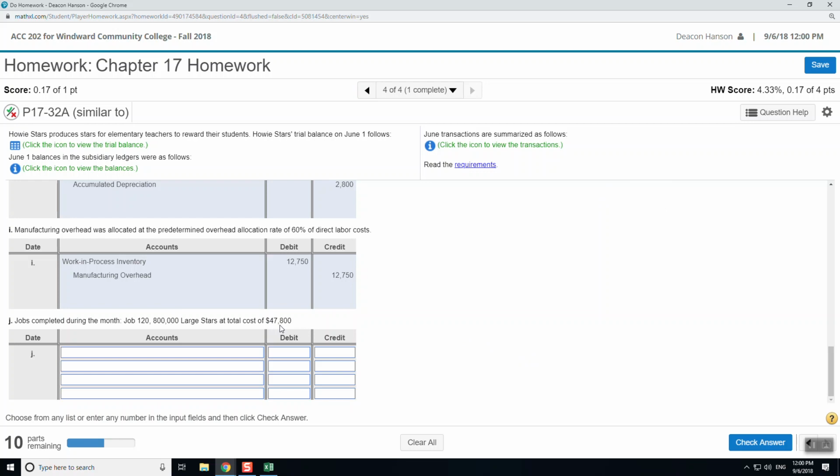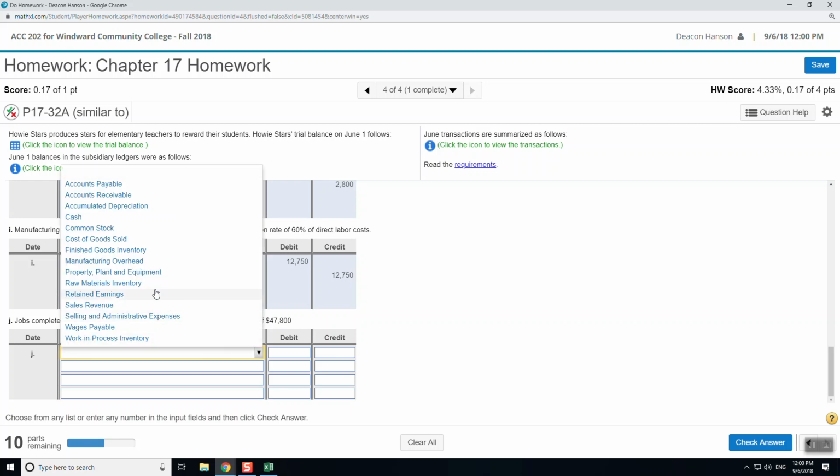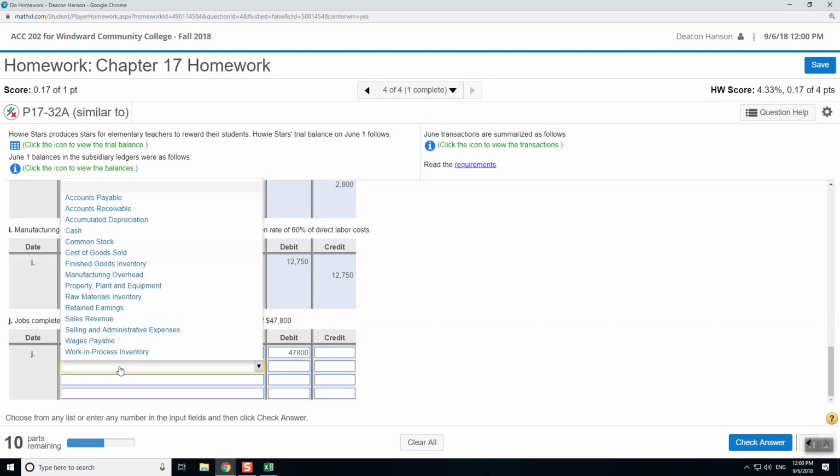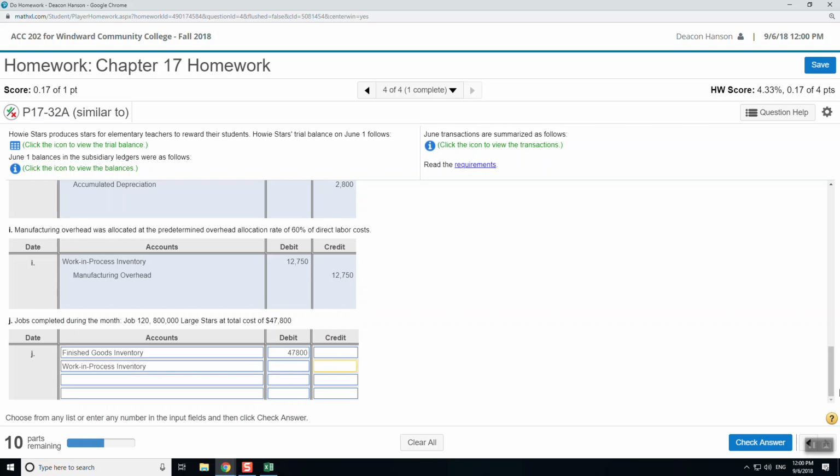Okay, so we're kind of fortunate here. We didn't have to go back and figure out what job 120 cost. They're just giving us the total cost. So all I really have to do is debit finished goods. So I'm increasing my finished goods inventory, and I'm going to credit work in process. I'll move it out of work in process. So it's no longer being worked on, it's done. The stars are done.